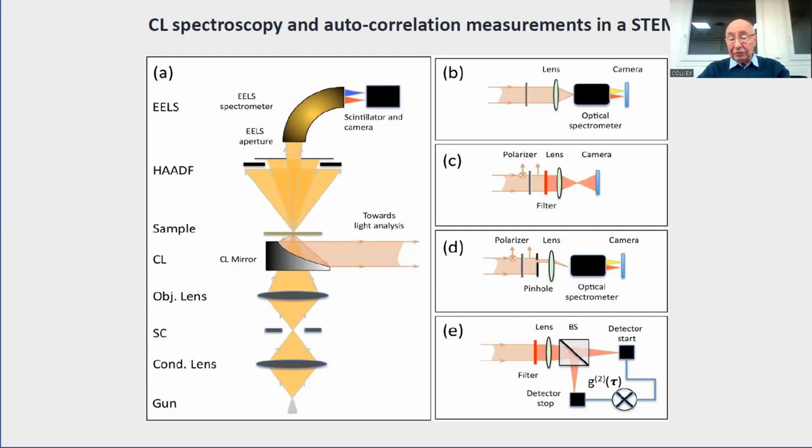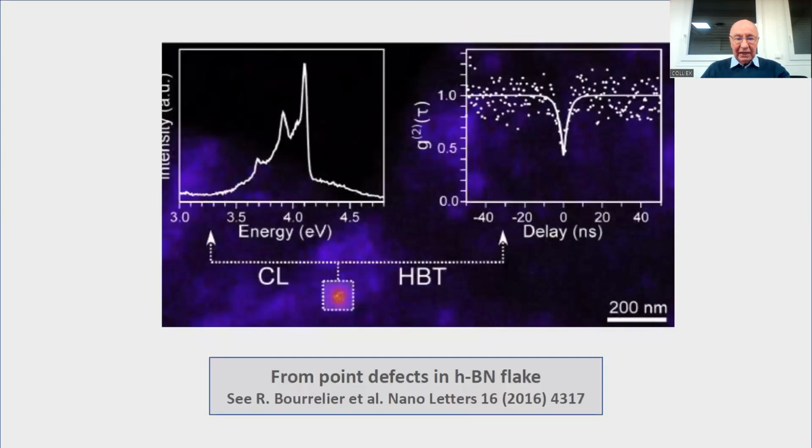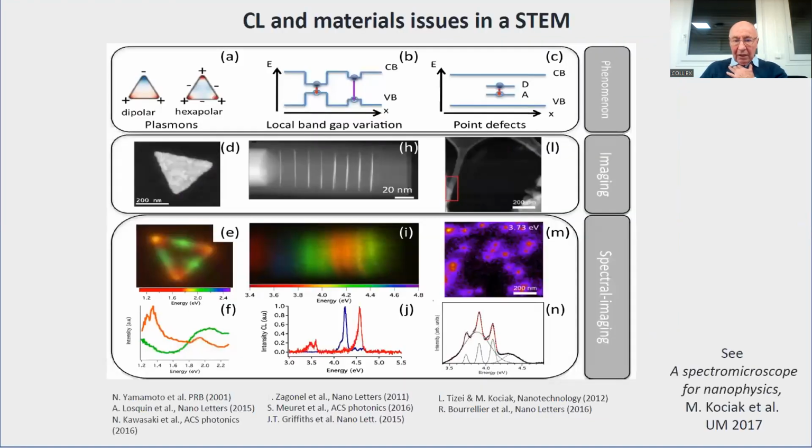And then it has been shown that we are sensitive to single photon emission, opening broad areas of quantum electrodynamics. Here is an example where you are on a flake of nanoparticles of hexagonal boron nitride. You can record the spectrum of the light emitted by this nanoparticle, or you can measure the time delay between the arrival of the different photons, and it gives information on the lifetime of the excitation, and you can check that, for instance, in this case, you are going towards a single photon system.